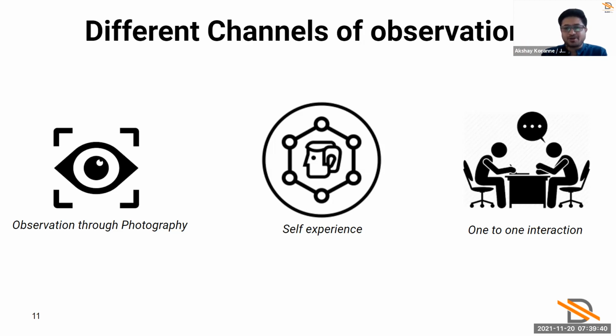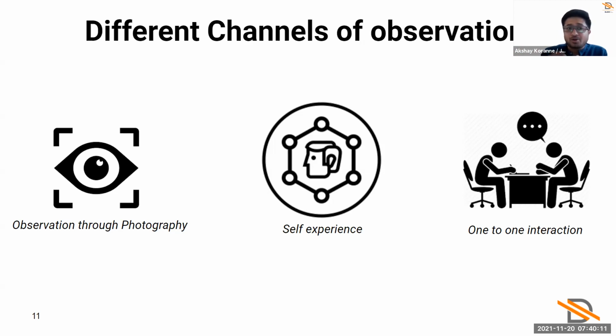And the last one here is again one to one interaction, basically, where you interact with people to get the insights. So for example, again, the other day I was just talking to one of my friends, and I was asking, why do you wear a double layer mask? He told me that, according to him, it is all about giving an extra layer of safety, and usually your second layer of mask doesn't get dirty easily.